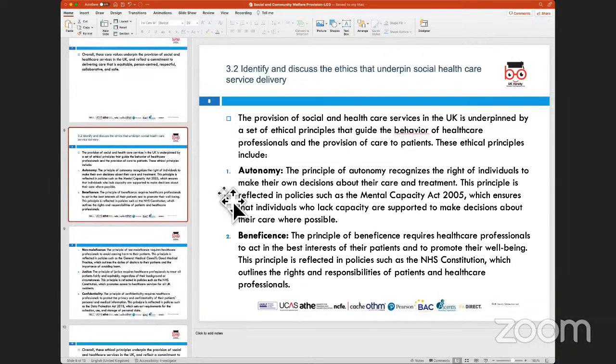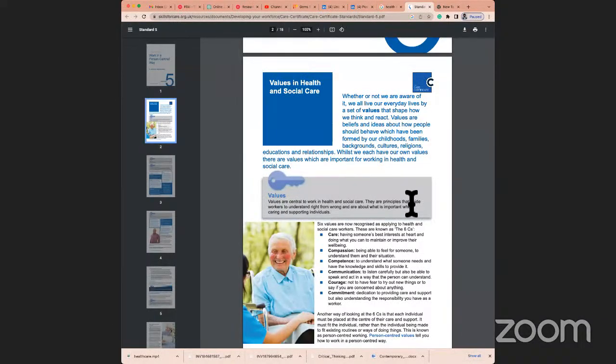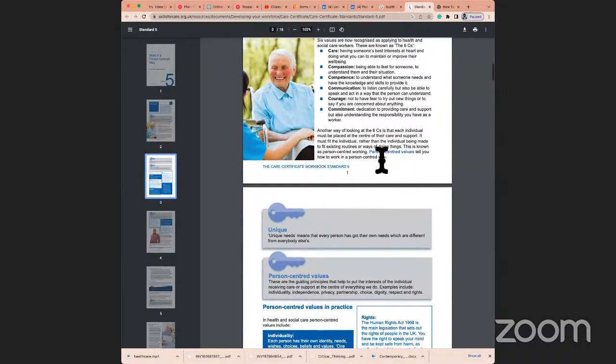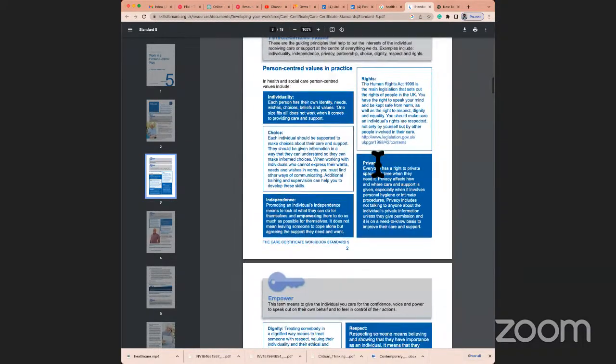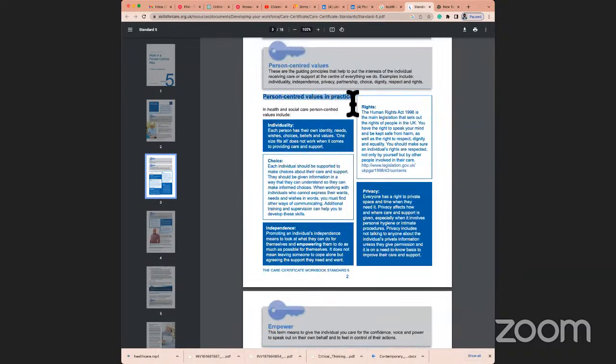Okay, so let's look at the second assessment criteria, which talks about identifying and discussing the ethics that underpin health and social care delivery. Now, at some stage I'm going to provide a handout. For some of you who want to understand these values in a bit more detail, this particular handout would essentially talk about person-centered values in detail.